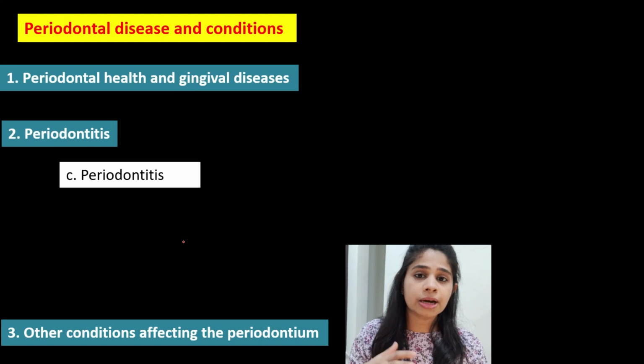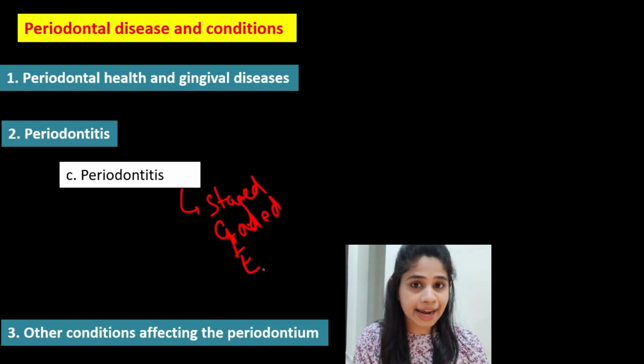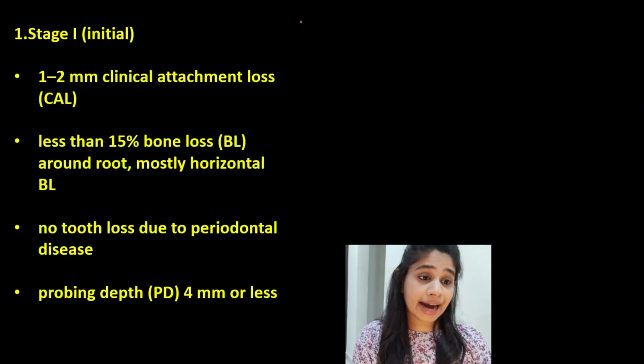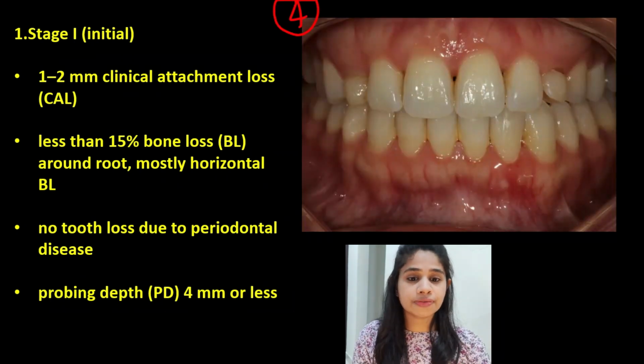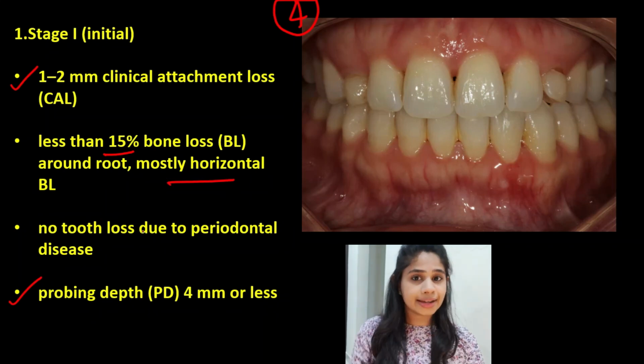Now, we have heard of terms like chronic periodontitis and aggressive periodontitis. These subgroups have been merged into the periodontitis group, which is now staged, graded, and we estimate the extent of the disease as well. First, talking about the staging of the disease, it is categorized into four major stages. In stage 1, we have conditions wherein there is only 1 to 2 mm of clinical attachment loss with approximately 4 mm or less probing pocket depth. There is less than 15% bone loss, which is normally horizontal, and there is no tooth loss.